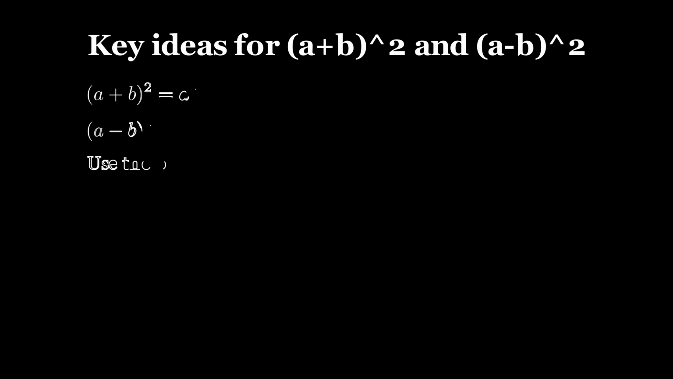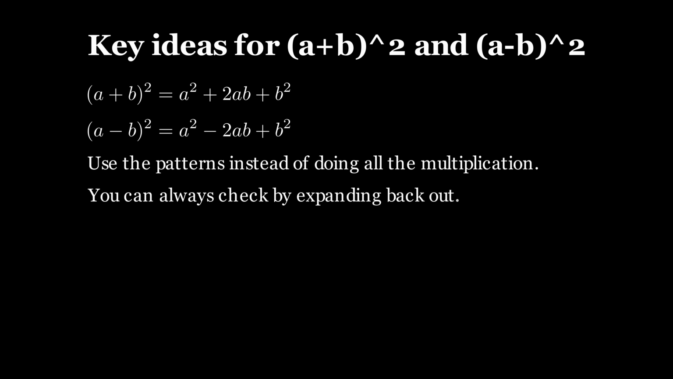Let's take a look at the key ideas. (a + b)² = a² + 2ab + b². (a - b)² = a² - 2ab + b². Patterns let you work much faster than full distribution. You can always check by expanding back out.